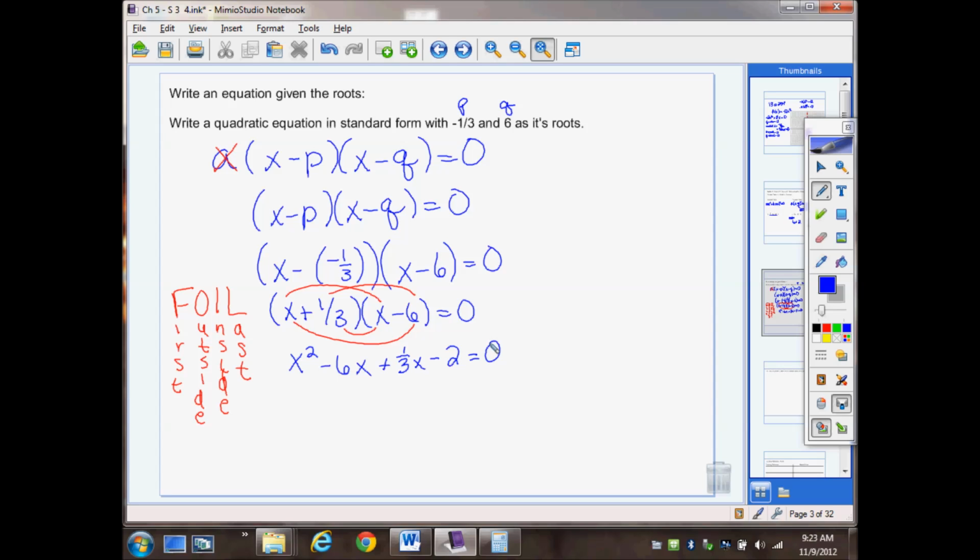And then I need to combine my like terms, but you guys don't like working with fractions, right? So why don't we get rid of the fraction? My denominator is 3, so I'm going to multiply this whole equation by 3. Which will give me 3x squared minus 18x plus x, because 3 times 1/3 is just 1, minus 6 equals 0. Now I can combine my like terms. Okay, so now I have standard form, ax squared plus bx plus c.